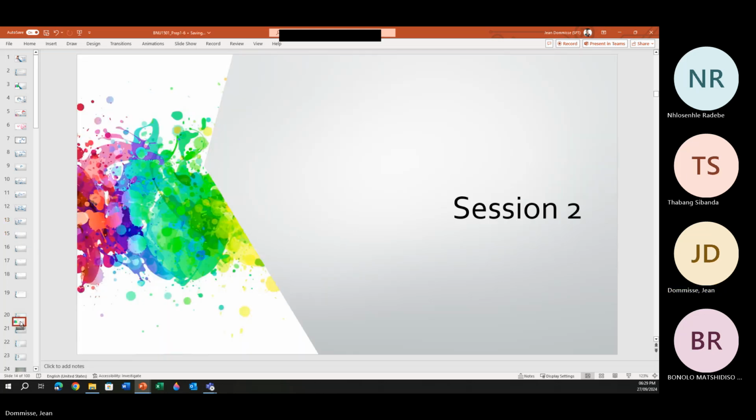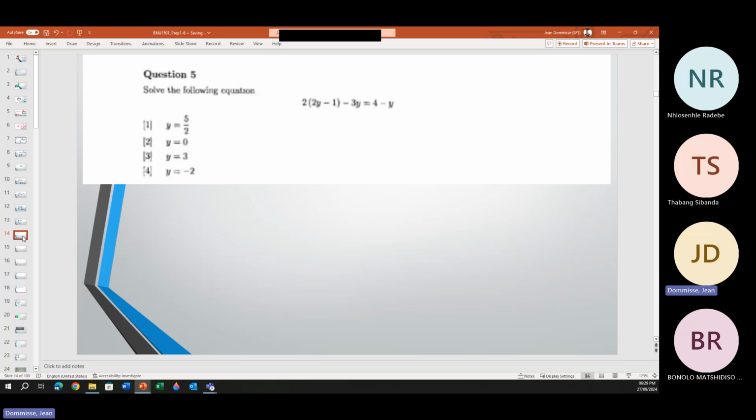We still have time, so let's go. You can see this is a bit blurry, but it was taken from a previous exam paper. So let me rewrite it a bit better. Then what we will need to do is solve the equation.